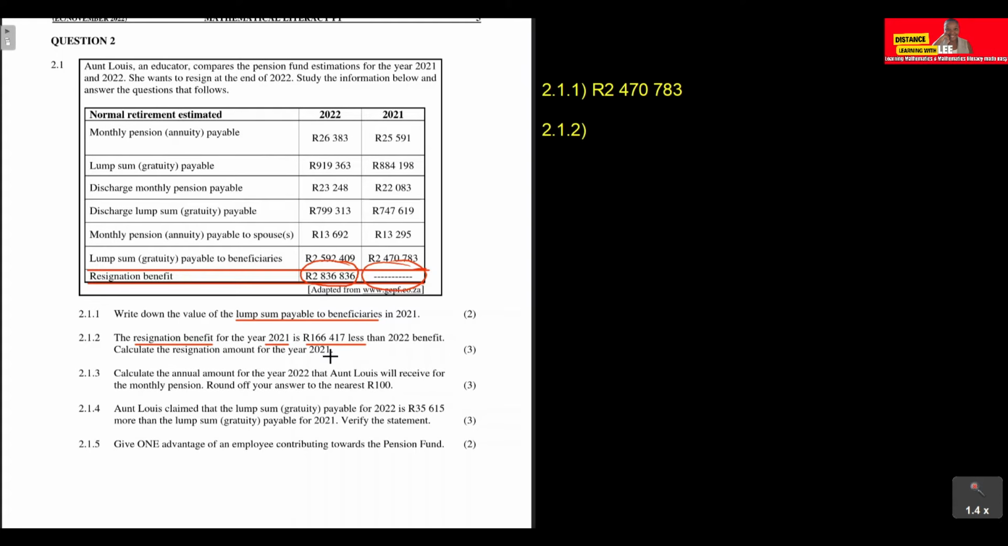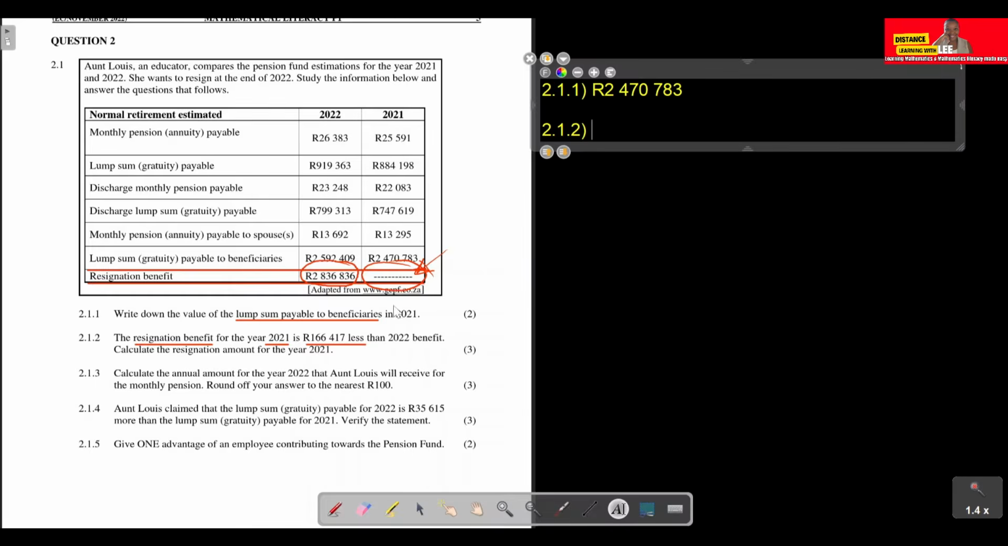So that basically means that for us to be able to get the amount for 2021, all that we need to do is take the 2022 amount, right, of 2,836,836, and we subtract the 166,417, okay, and that will basically give us the resignation benefit amount for 2021.